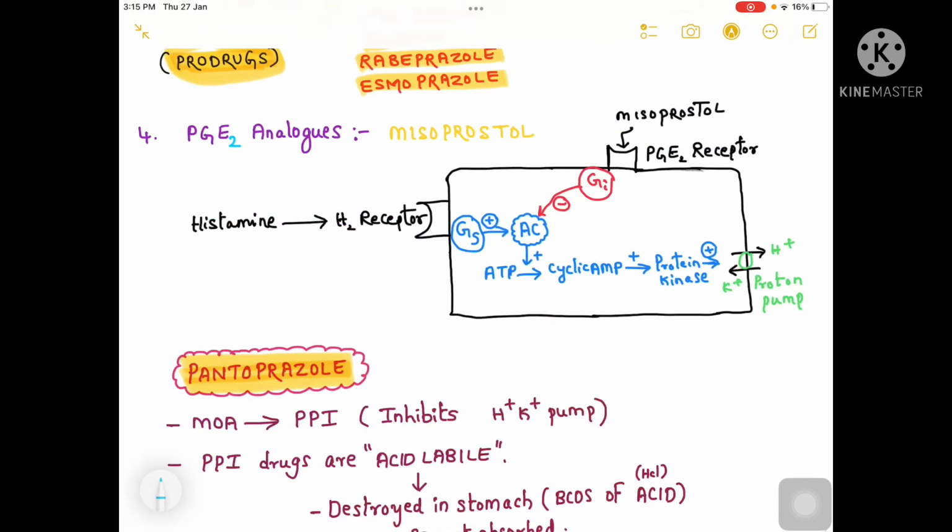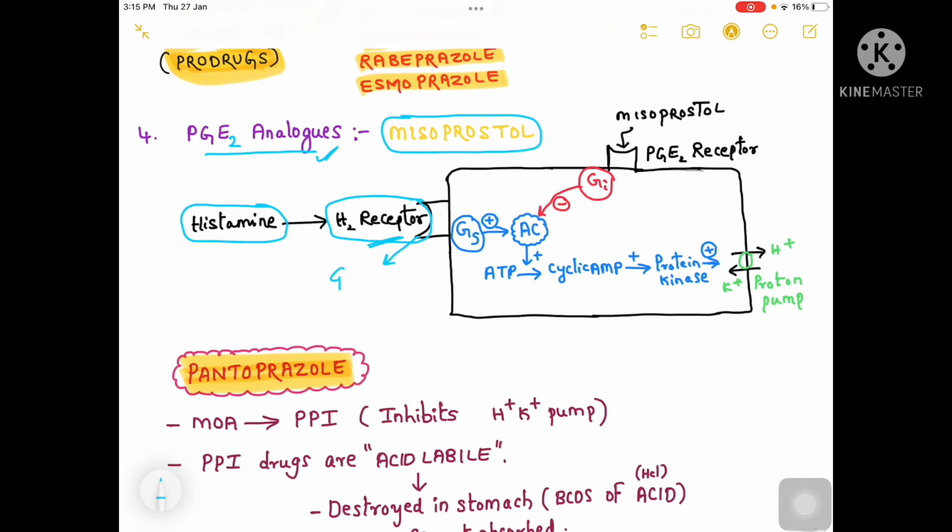There is one more group of drugs which inhibits the proton pump, and the group is the PGE2 analogs, and the drug includes misoprostol. Let's see here, this is the histamine and this is the histamine receptor, that is the H2 receptor.